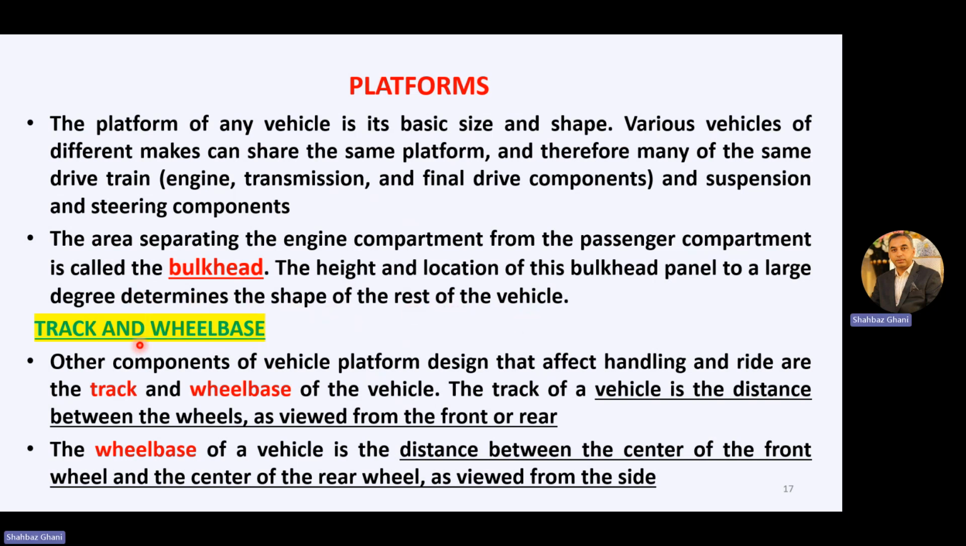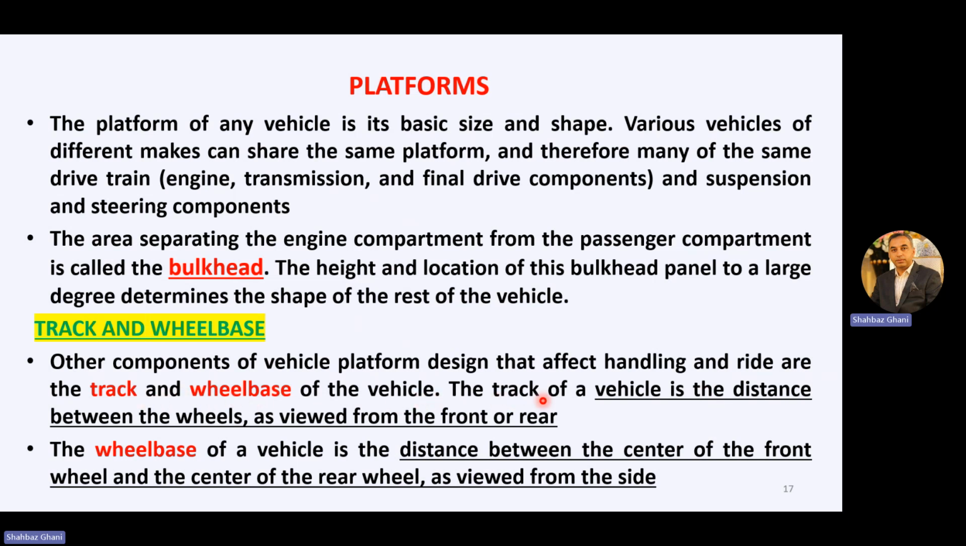Track and wheelbase are very important factors while designing a suspension or a vehicle. Other components of vehicle platform design that affect handling and ride are the track and the wheelbase of the vehicle. First one was the bulkhead, its design, its height, and the other are track and wheelbase.